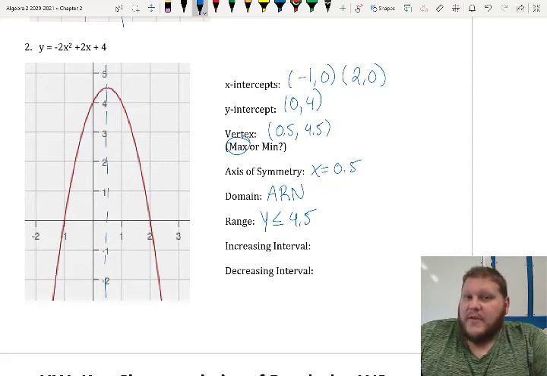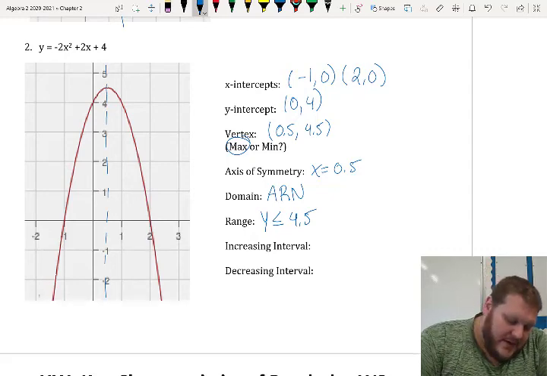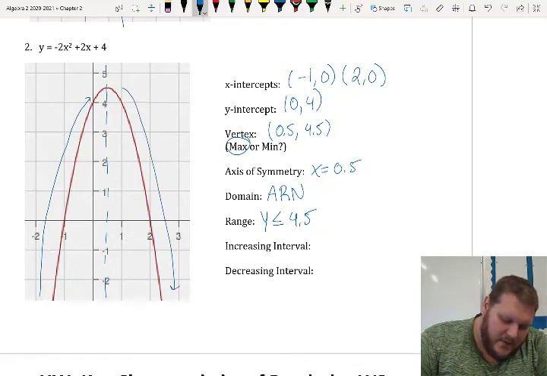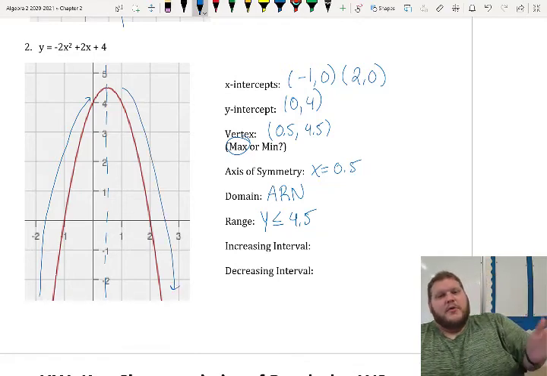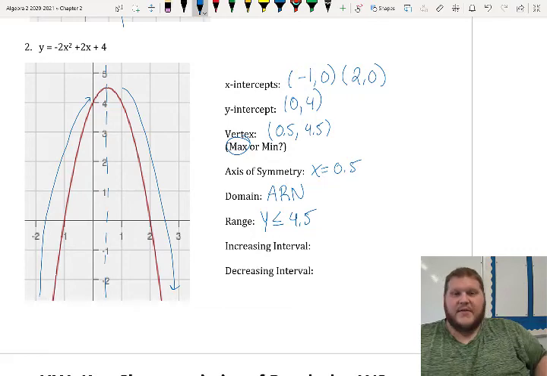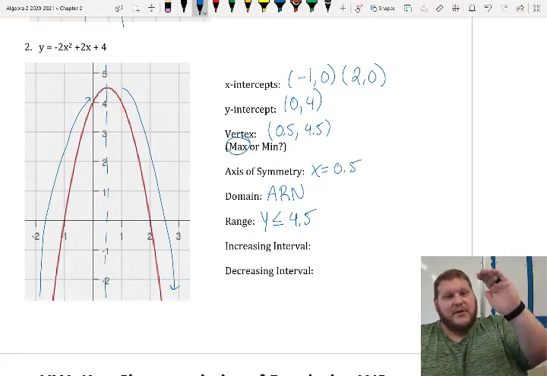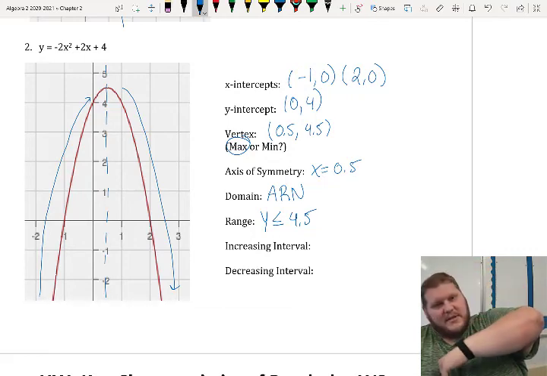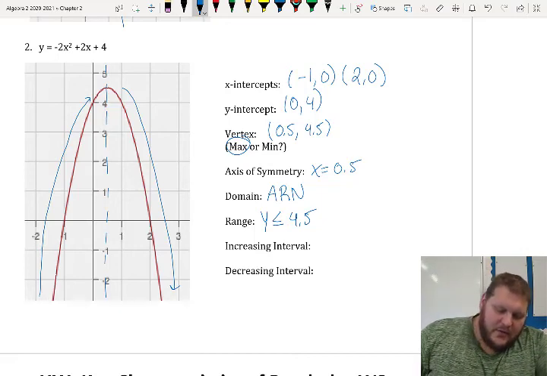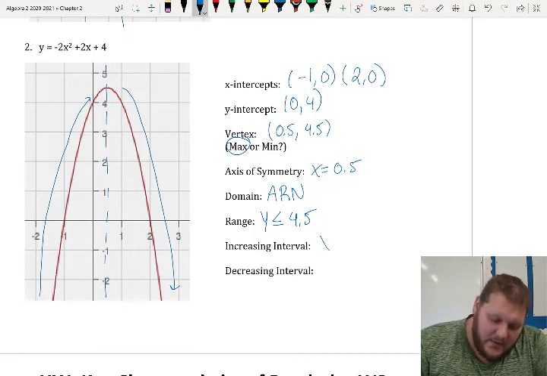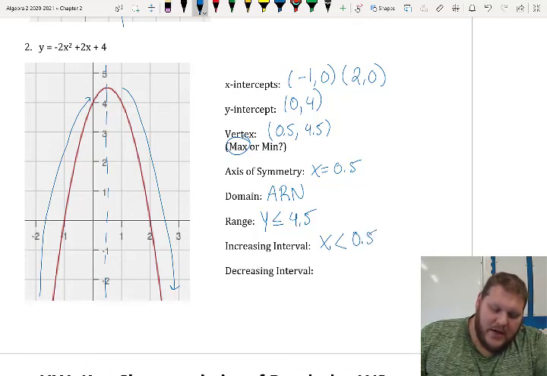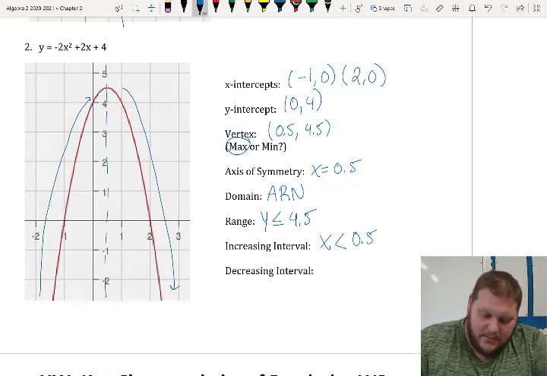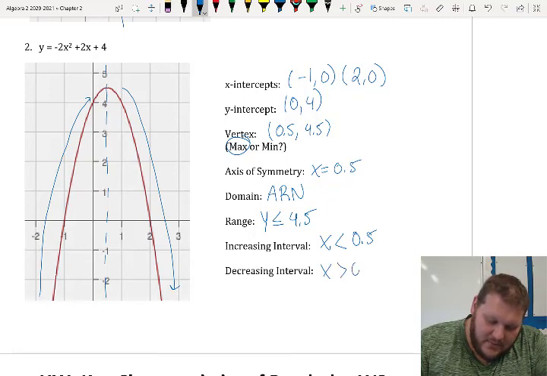And now for my intervals of increasing and decreasing, the right side of my graph and my left side of my graph are just going to be flip-flop now. Because as you see, as you move from left to right on my graph, the left side increases until you hit the vertex, and then the right side decreases. So now my interval increasing is the left side, so everywhere where x is less than 0.5. And my interval of decreasing is the right side, which is everywhere x is greater than 0.5.